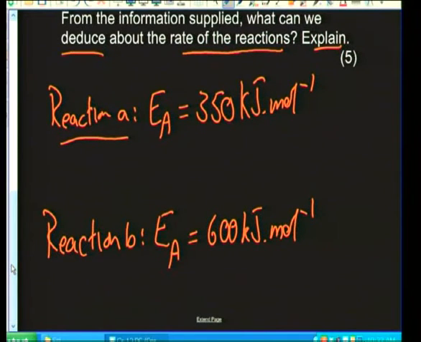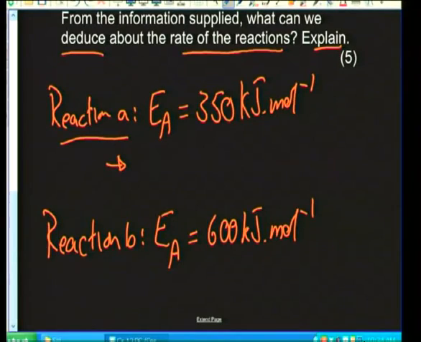Now, if we've got a small activation energy at a particular temperature, and a large activation energy, almost double, at the same temperature, the reactants are all at the same temperature, otherwise it wouldn't be a fair test, then what can you say? Well, we remember that temperature is the average kinetic energy of the molecules of the reactants in the whole system.